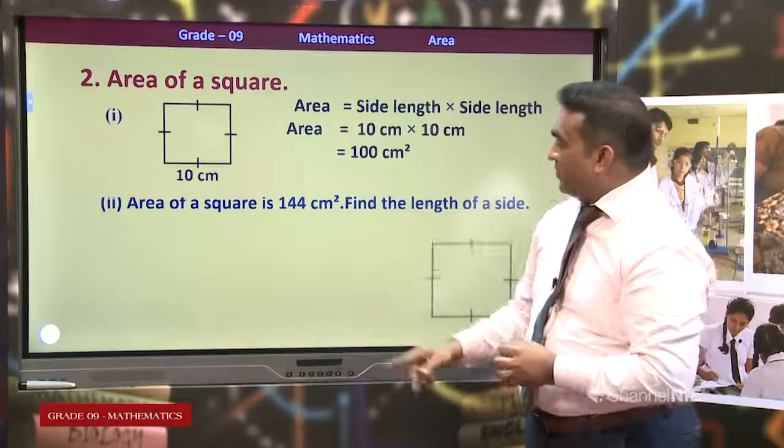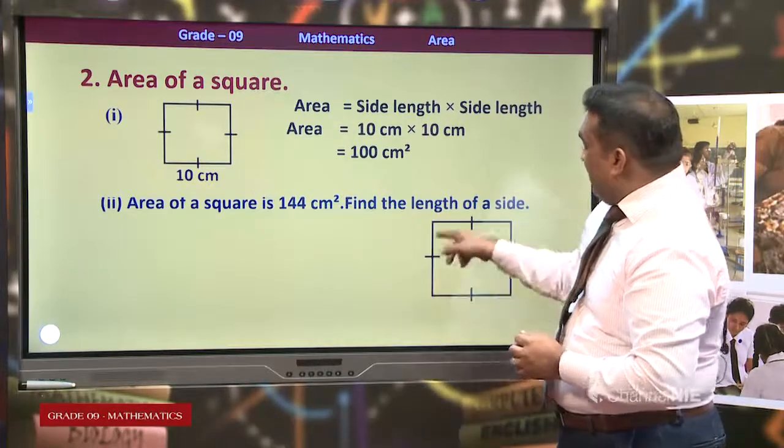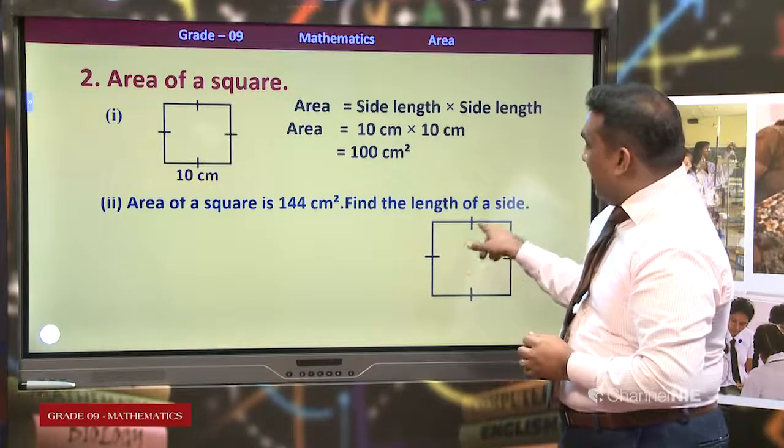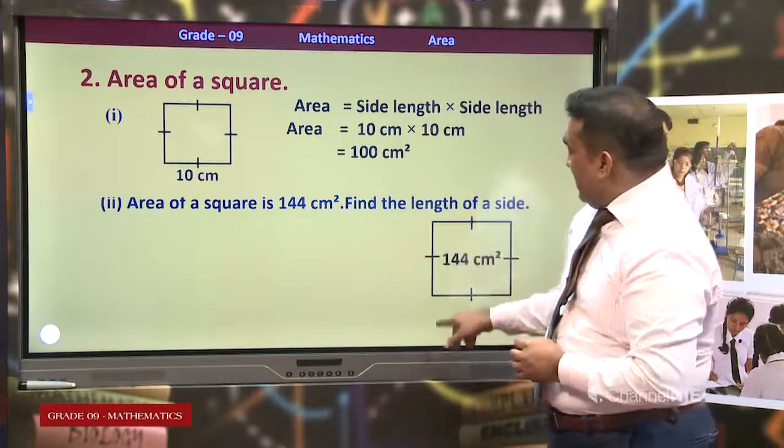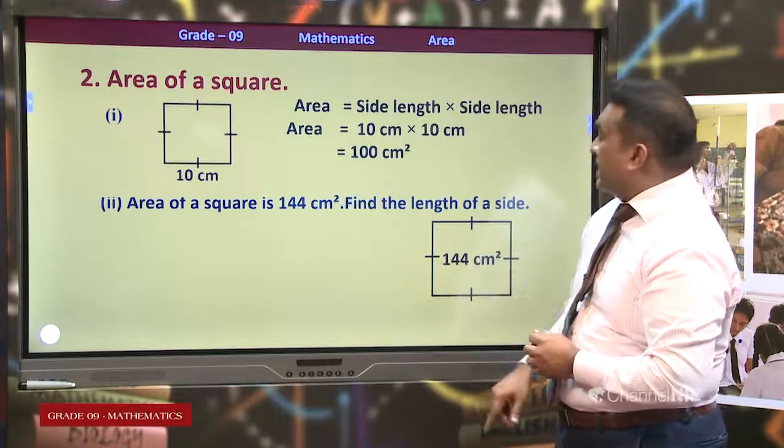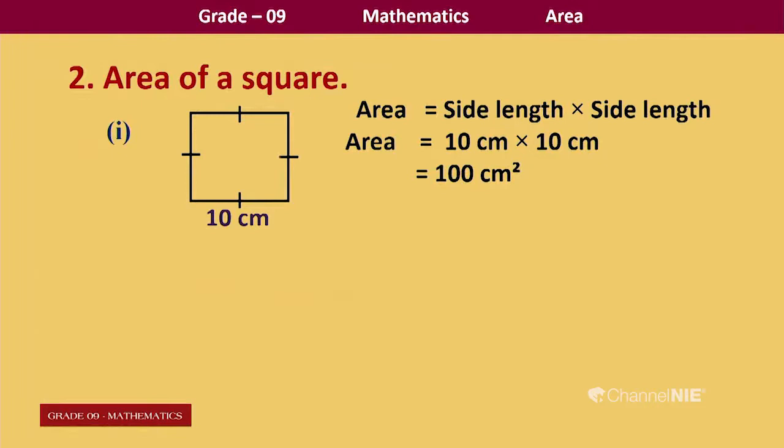Right, we will see. This is the square. All sides are equal in length. Area is 144 square centimeters. Which square number is 144? That is what we want to know here. This is the 12th square number. It means 144 is the 12th square number. Therefore, side length equals 12 centimeters.